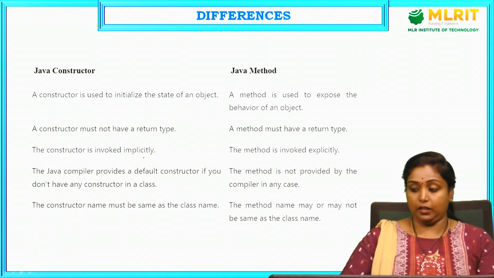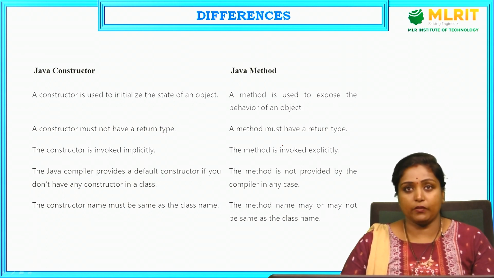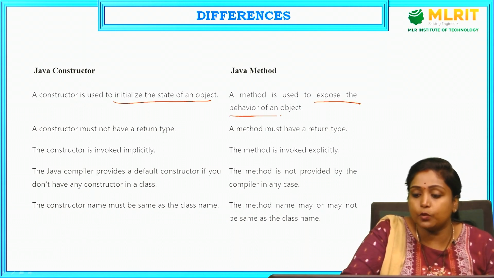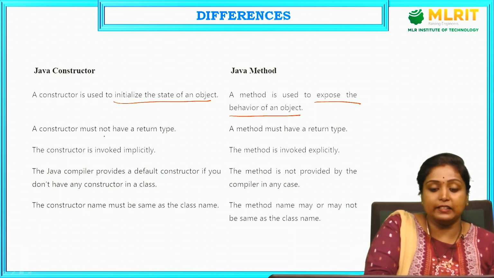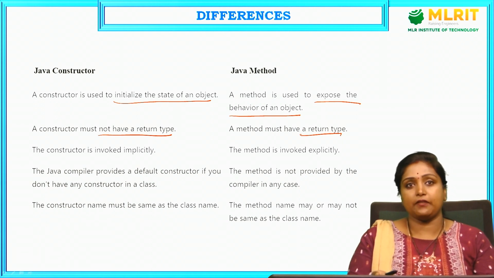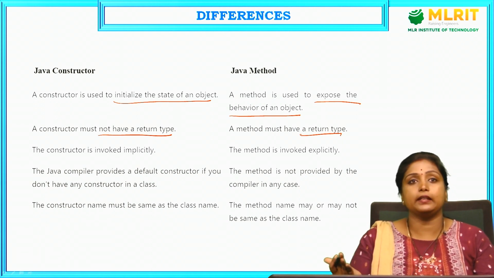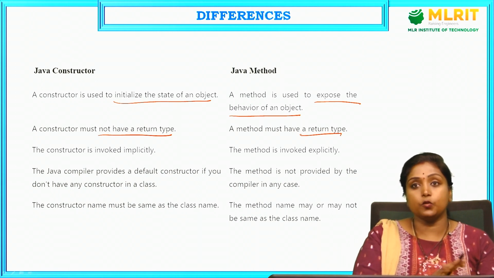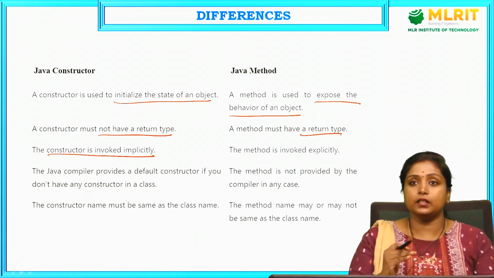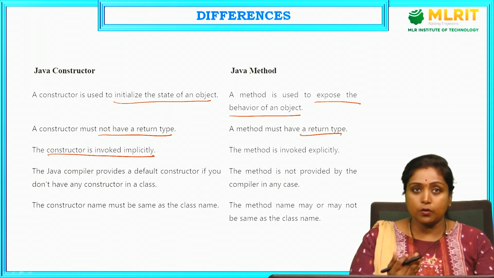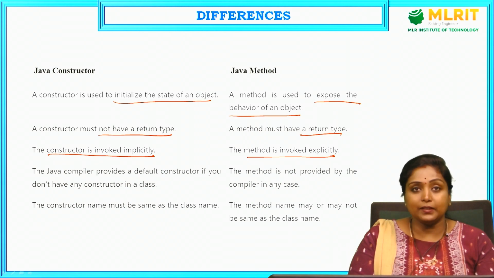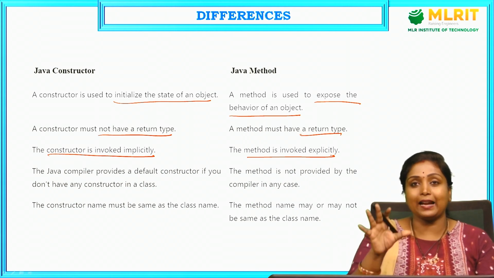And a constructor must not have a return type, whereas here it is used to initialize the state of an object. Here a method is used to expose the behavior of an object. It should have a return type, void or any return type it could have. But in the constructor, you won't have any return type, and the constructor will be invoked implicitly. Whether you call it or not, at the time of creation of an object it will be called automatically. But a method should be called explicitly. You have to call a method, then only that method would be executed.